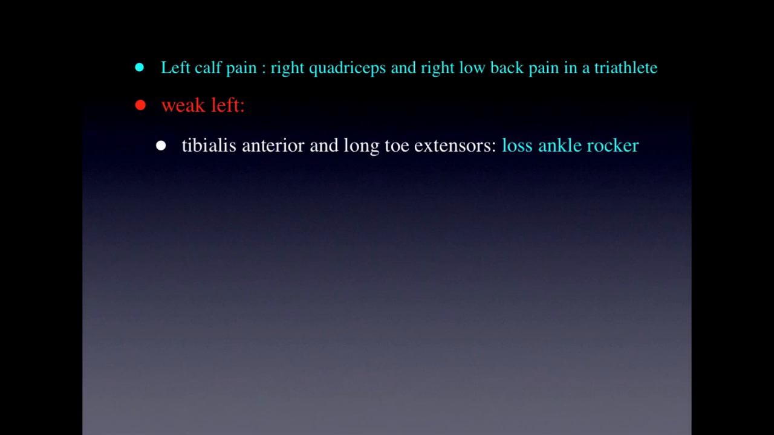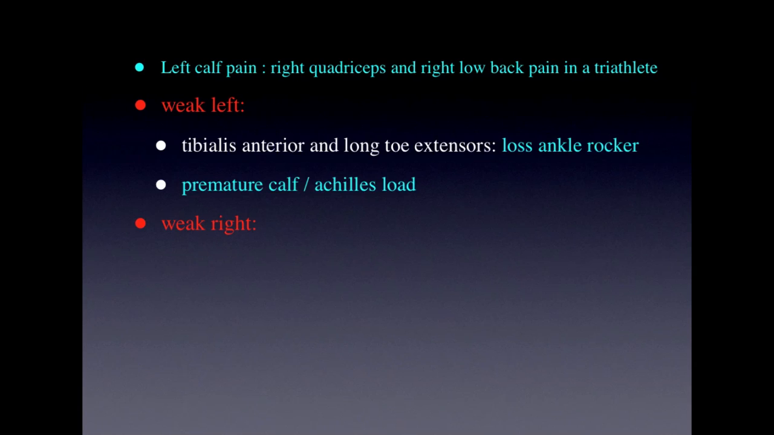In this case, we saw tibialis anterior was weak on the left, and long toe extensors. These are both anterior compartment muscles in the lower limb, and they will impair the ability to gain increased ankle dorsiflexion, or as we refer to it, loss of ankle rocker. This is naturally going to then create a premature calf Achilles load and a premature heel rise in the gait phase, which is going to propel them quicker onto the forefoot, which is going to probably shorten the time phase on that left side, creating an abrupt loading onto the right side.